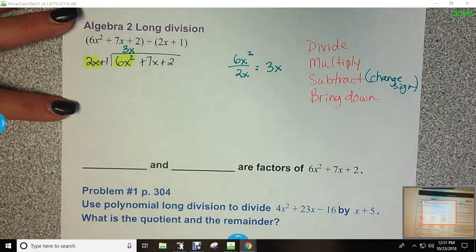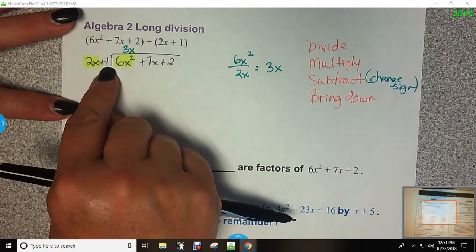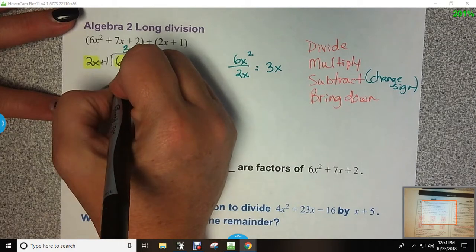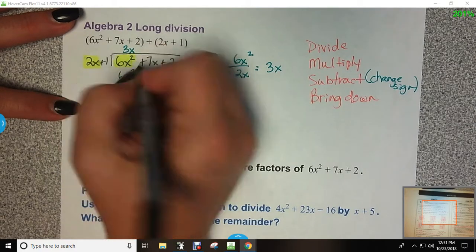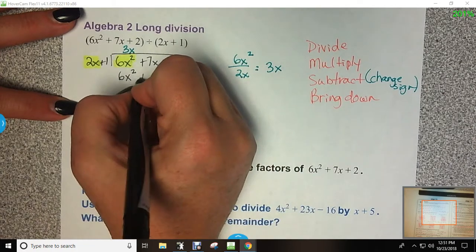That was divide. Step 2 is to multiply. I have to take what's on top of the house times everything in front of the house. So 3x times 2x is 6x squared. Then I have to do 3x times 1, and I get 3x.